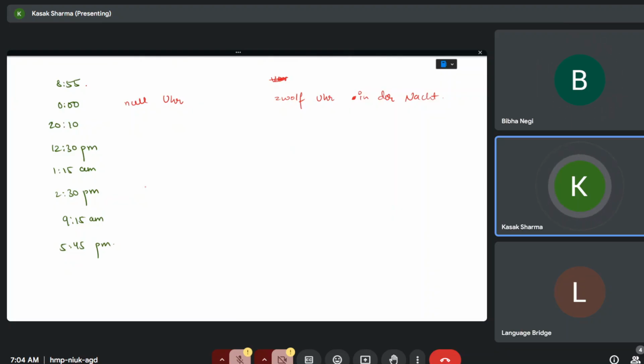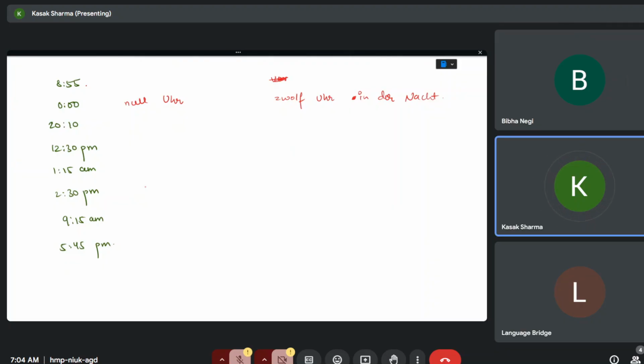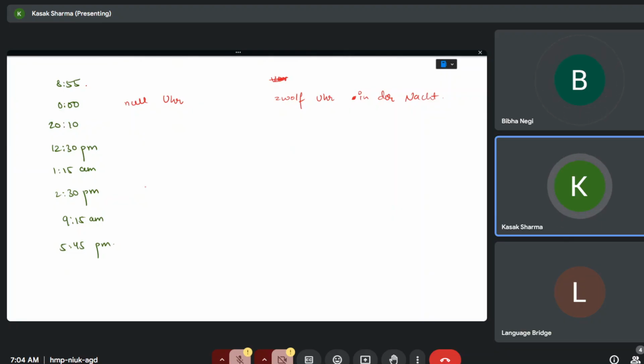And this one, formal is "zwölf Uhr dreißig", and informal will be "halb eins". That is 12:30 p.m. So, 12 Uhr dreißig, and informal will be "halb eins".